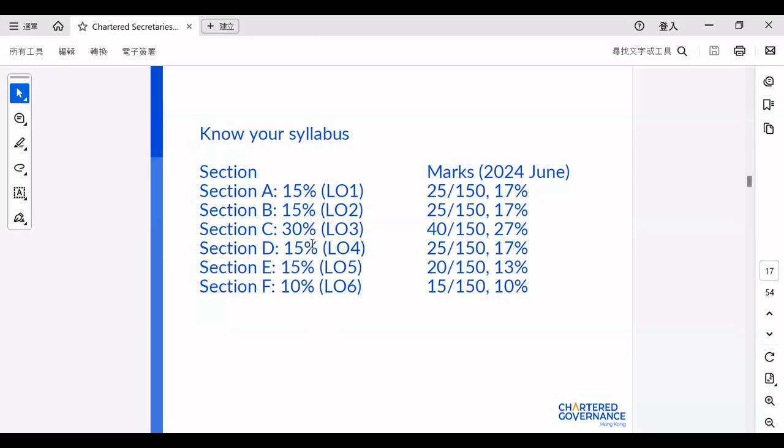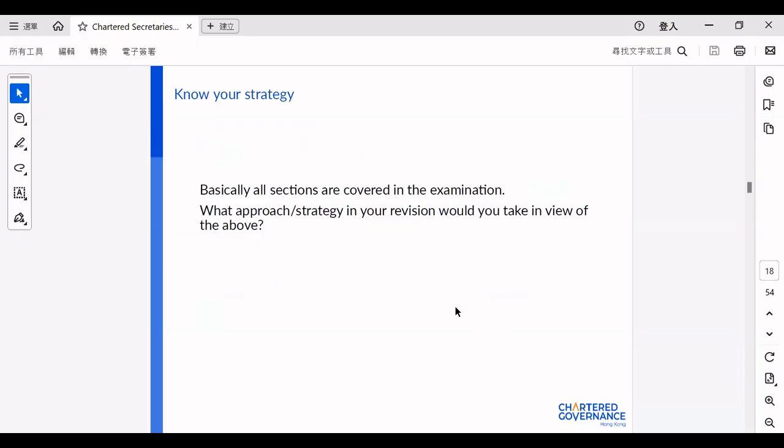So by now, I think you can have your examination strategy. Now that you've learned about strategic management, you should also have some strategies when you prepare for your examinations. So what strategies should you take when you do your revisions? That is my question.